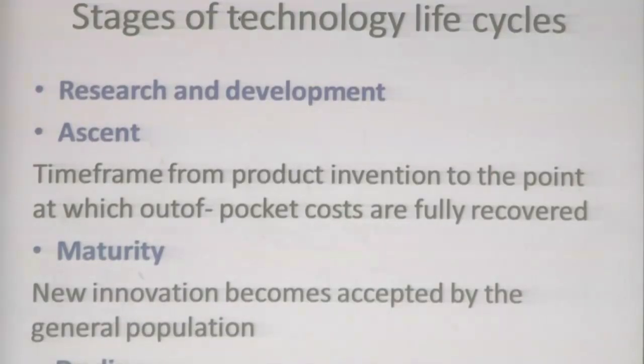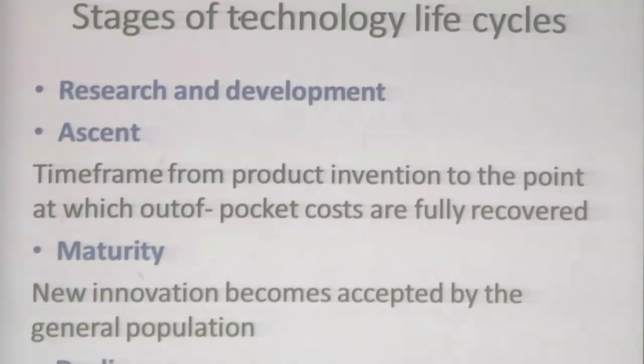Stages of technology life cycle. The technology life cycle consists of these things, that is research and development. Initially in technology we do the research and see whether there are suitable technologies that suit the organization. Sometimes through research and development we can identify that something is not required.